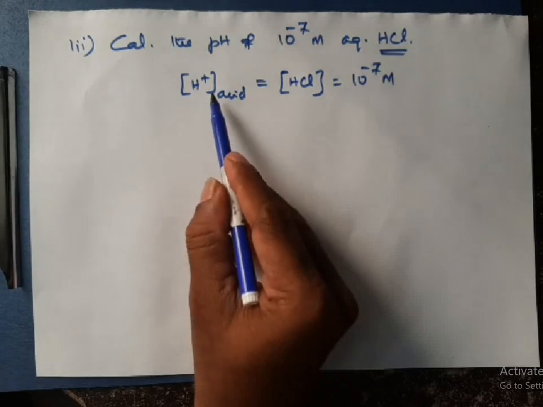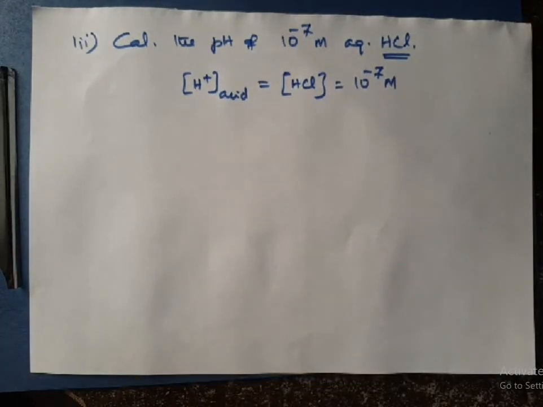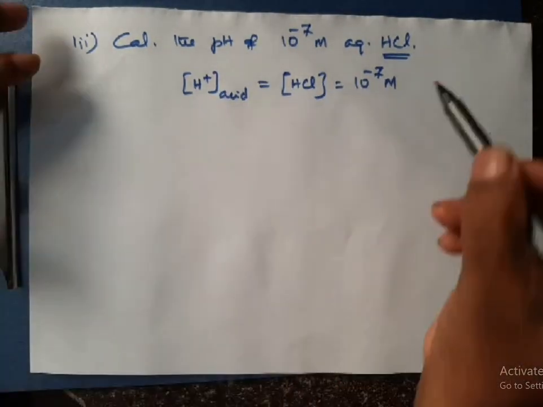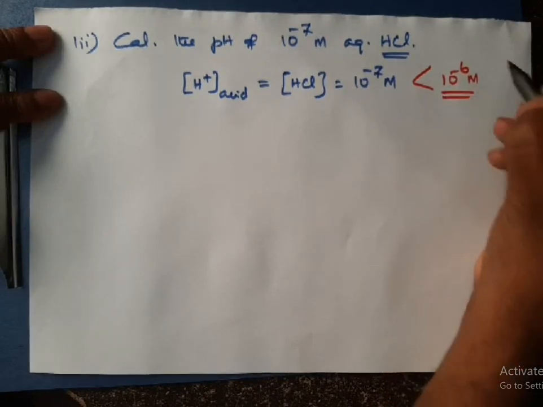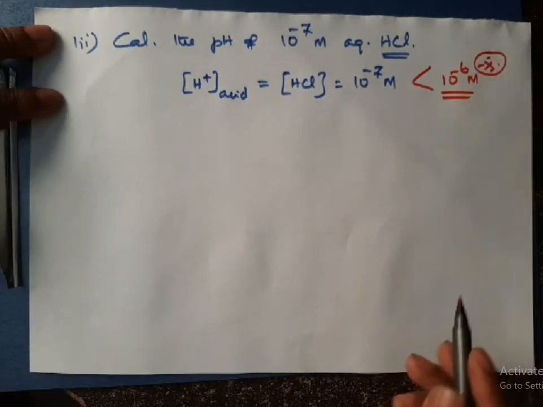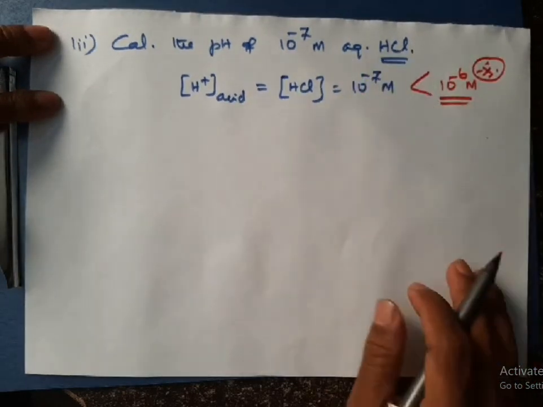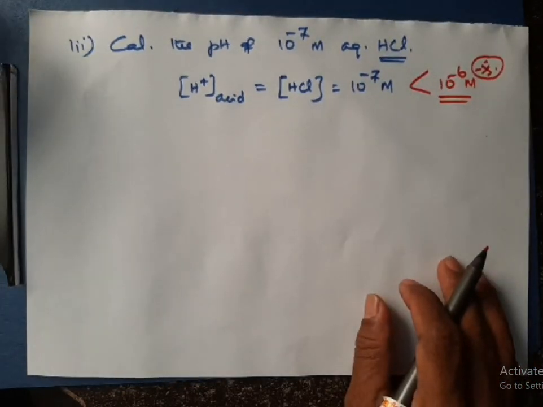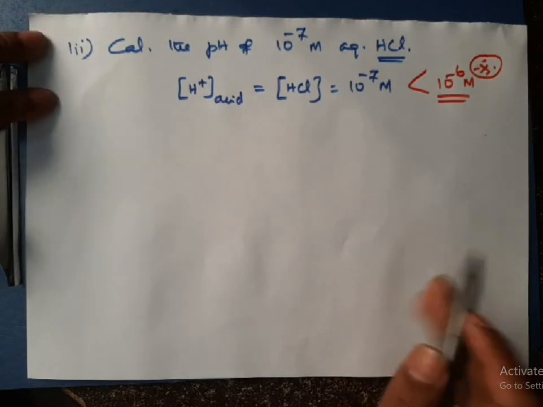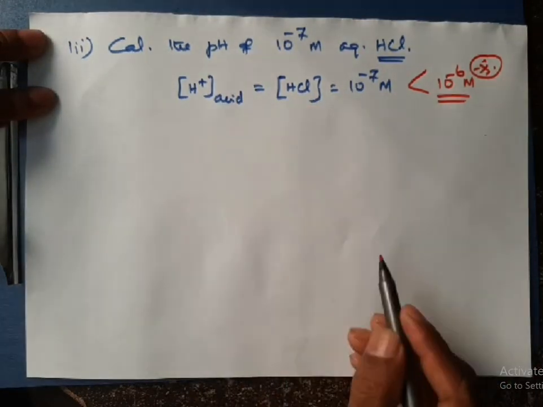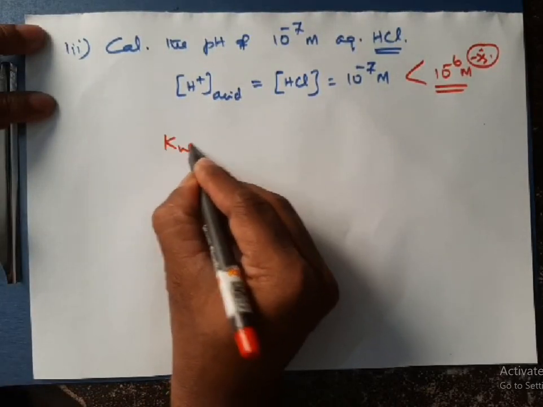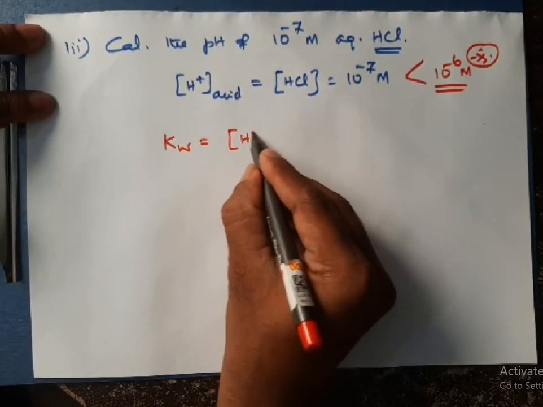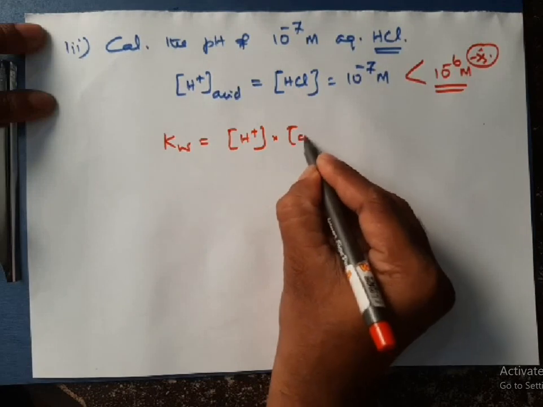But now H plus from acid is very, very low. This value is less than 10 power minus 6 molarity. So you should be careful now. What should we do? We should include H plus from water. How to do that? You know very well, Kw is equal to the concentration of H plus times the concentration of OH minus.